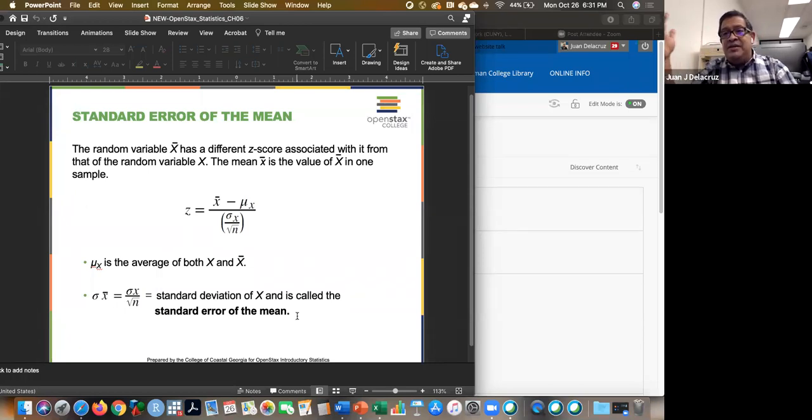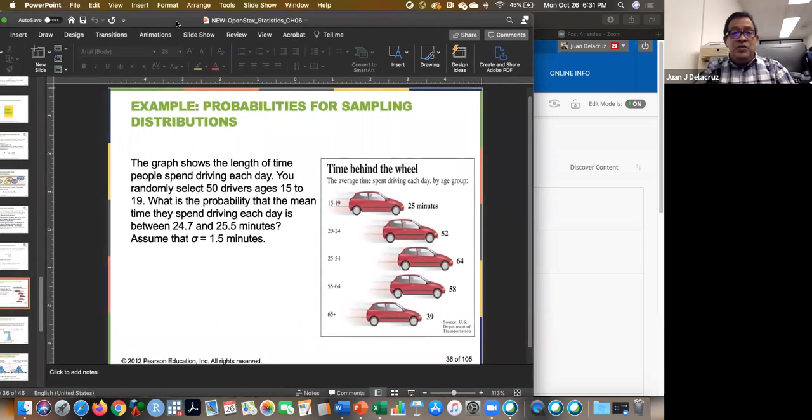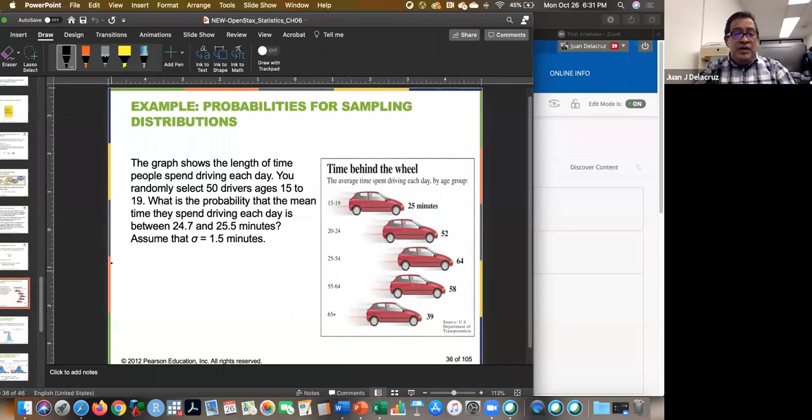And remember, the magic number here is going to be 30. So any sample that is 30 or bigger can be considered for normal distribution. So in this case, what we have to do is something that we already know. We are going to find the Z-score, and this Z-score is going to be based on my random variable, in this case 24.7 and 25.5, minus the mean of the sample means, which happens to be the population mean. And then we're going to divide this by the standard error.